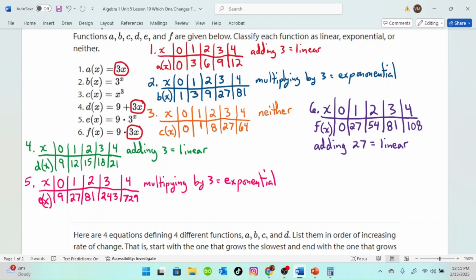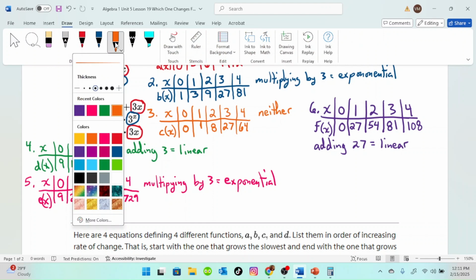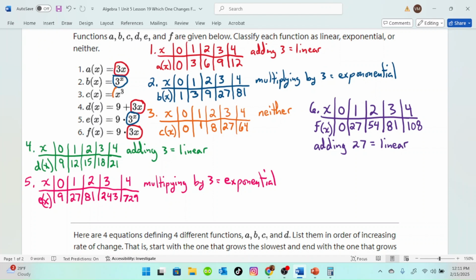Next, we said that number 2 was exponential, and we said that number 5 was exponential. Notice that in number 2, x is the exponent. And in number 5, x is also the exponent. That makes it an exponential function. And then the only one that was neither was number 3, and this one had x as a base number being taken to a power.